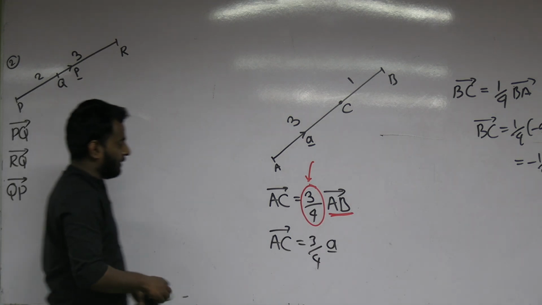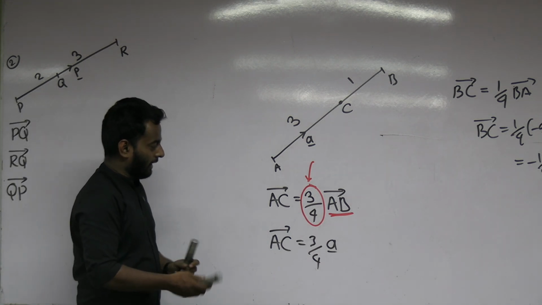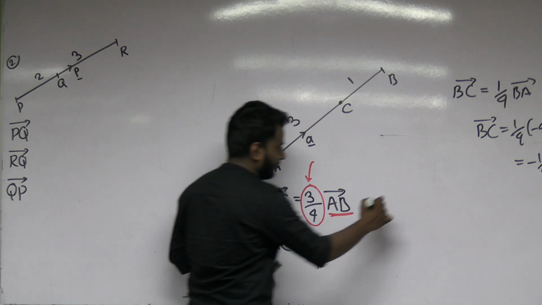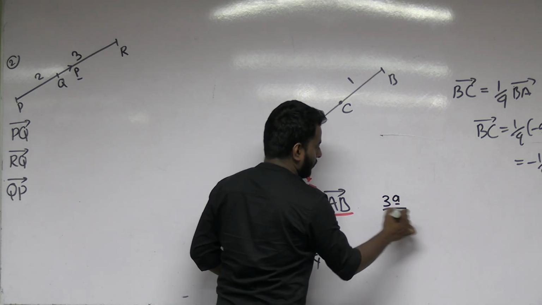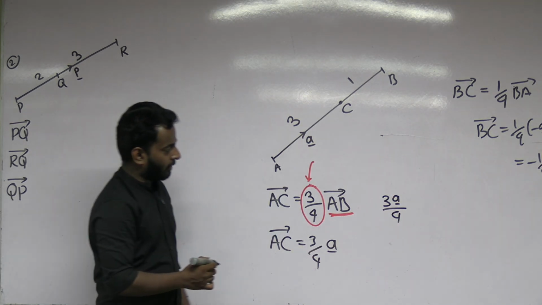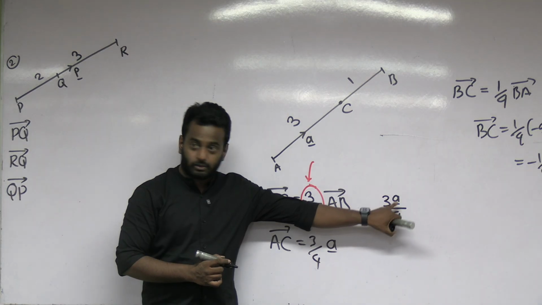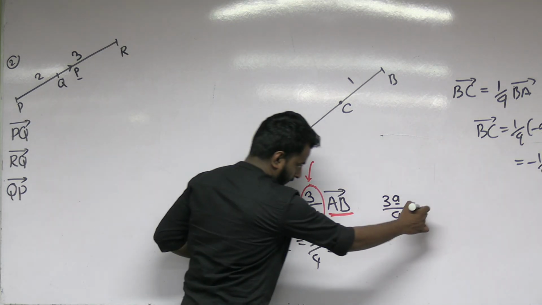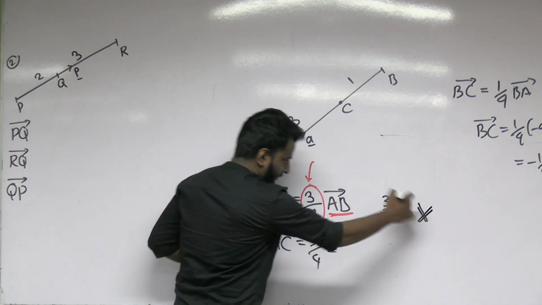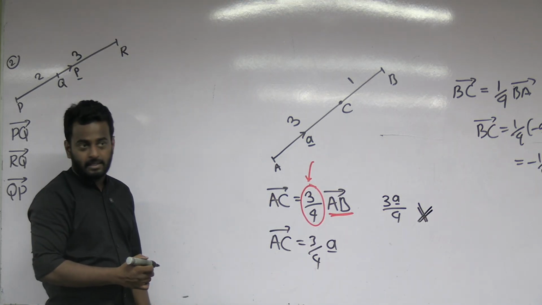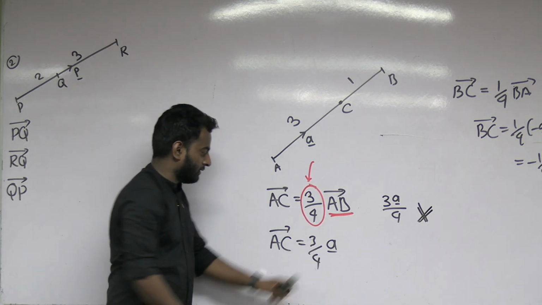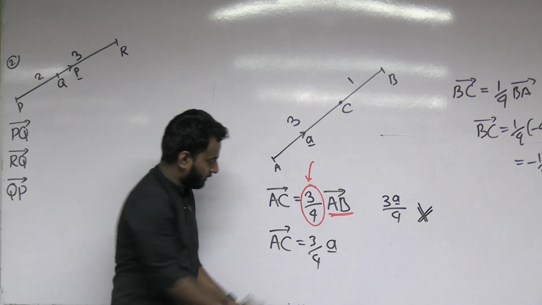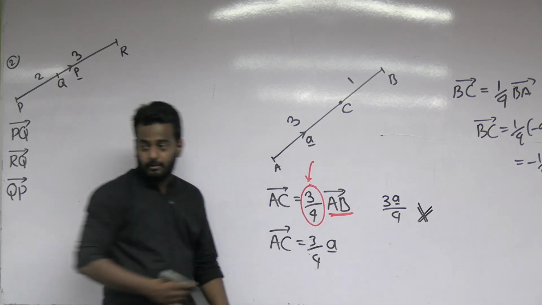Okay, so the problem in vectors is this: we can write this as 3a over 4. But the problem is that we have these two horizontal lines. So what we do is, we don't write it like this. This is not wrong, but we don't divide a vector by a number. Instead, we write it as a coefficient, because these two lines can be mixed up. Okay?